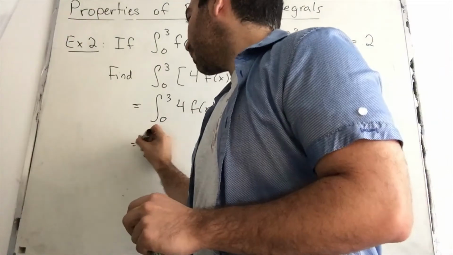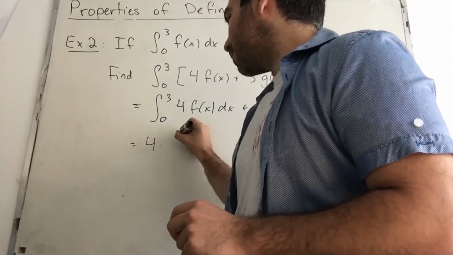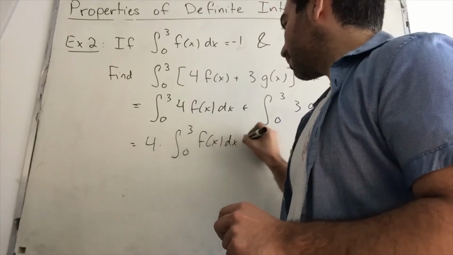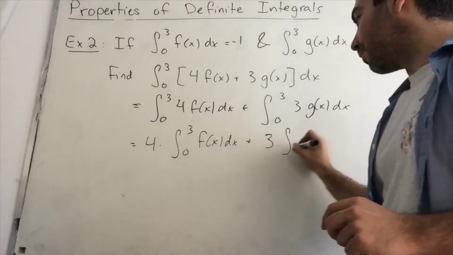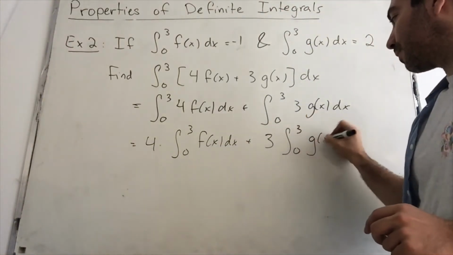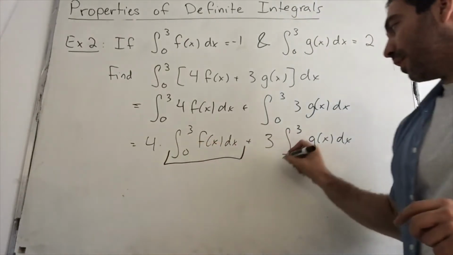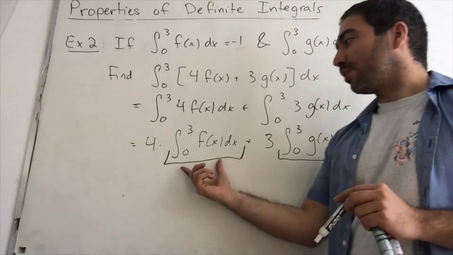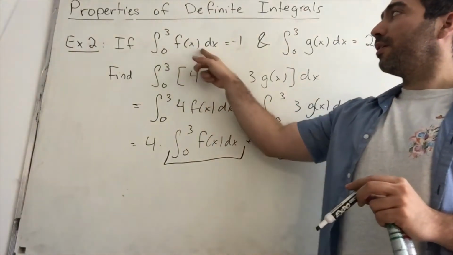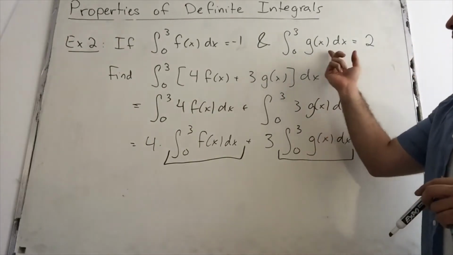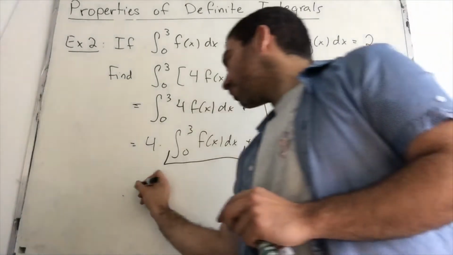So let's go ahead and do that, leaving us with 4 times the integral from 0 to 3 of f of x dx plus 3 times the integral from 0 to 3 of g of x dx. This we know the answer, and this we know the answer. We know the integral of f of x from 0 to 3 is equal to negative 1, and the integral from 0 to 3 of g of x dx is equal to 2. So we're done.